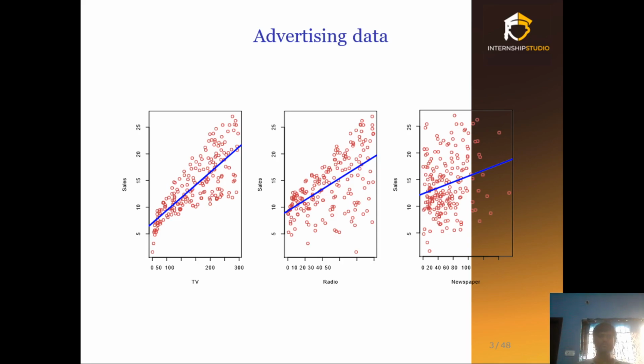Then it makes sense to channelize more of your budget to TV, right? So it depends on the relationship. If you see the scatter plots that are plotted here, you can clearly see that newspaper advertisements are not that much affecting or improving your sales data. So there is not much improvement in the sales data that you can see.